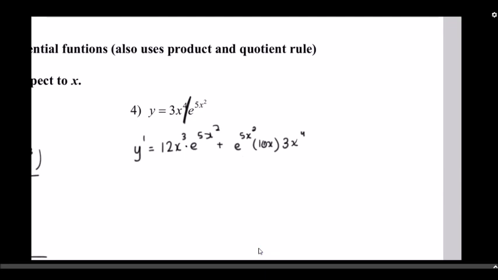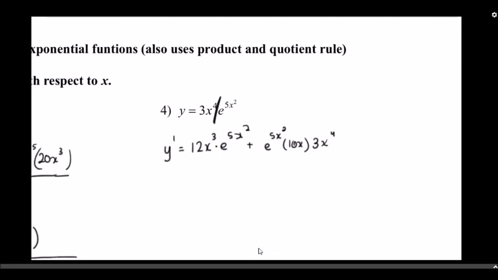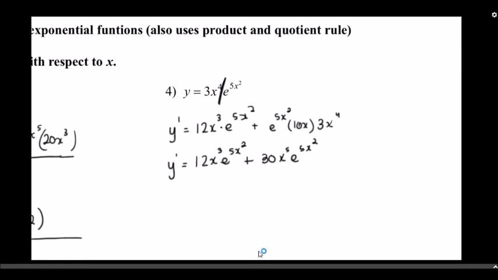Well, let's simplify this a little bit more before we start factoring out. So y prime equals 12x to the third times e to the 5x squared plus 30x to the fifth times e to the 5x squared. So we have an e to the 5x squared in common.